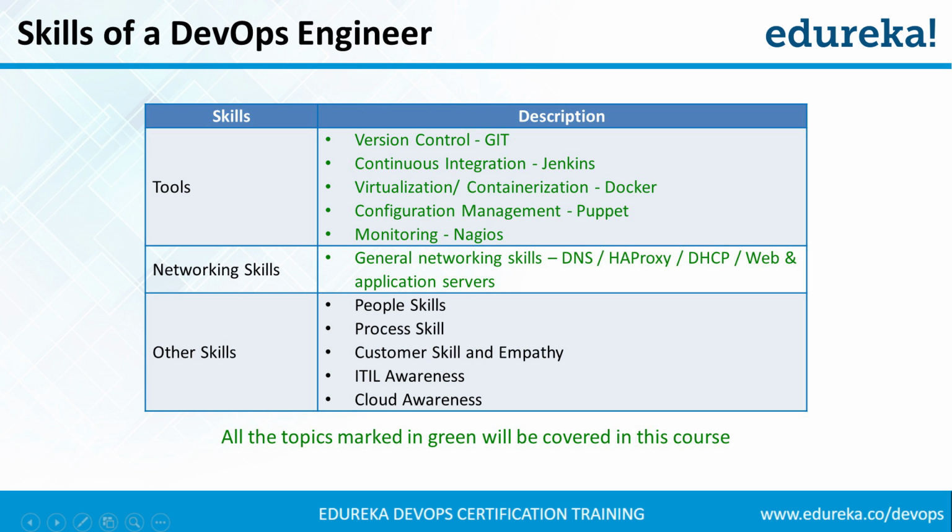What skills do you need for being a DevOps engineer right now? Like I told you, you need to be an end-to-end DevOps engineer, but for the tooling CI/CD that we are building right now, or any of the job descriptions that you'd be getting, okay, they would be depending on these things. Tools, you need to know Git, you need to know Jenkins, Docker, Puppet, and Nagios, which fall in different categories. So version controls, continuous integration, virtualization, configuration management, and monitoring, 5 different categories. Then comes in your general networking skills, your DNS, HA proxy, DHCP, setting up of web and application servers. You need to do that.